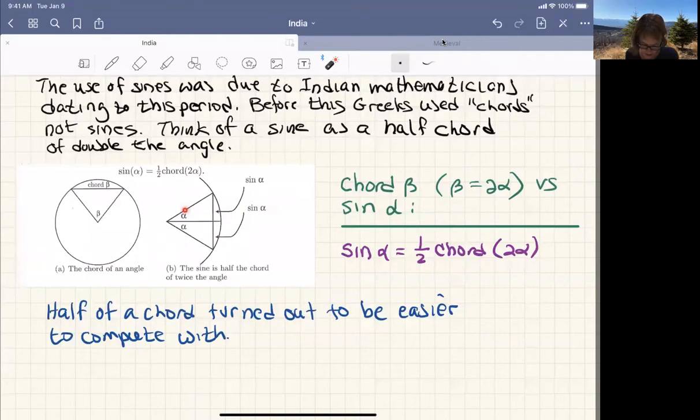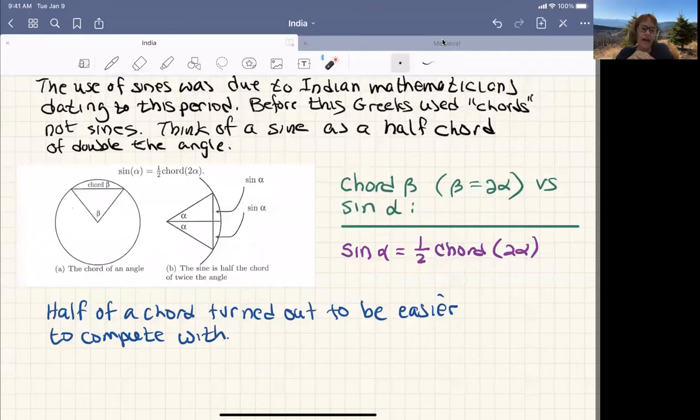Okay, compare this to the sine. So the sine is going to be the vertical part of this right triangle. But if you double that angle, the vertical part gets doubled and the angle gets doubled. So the sine of alpha is half of the chord of double the angle. So this is the chord of double the angle. Half of the chord is going to be the sine.